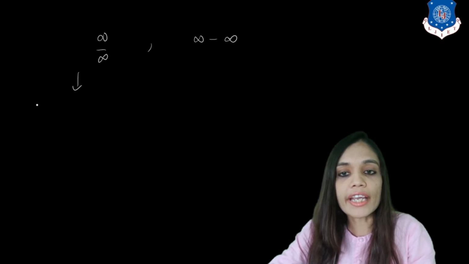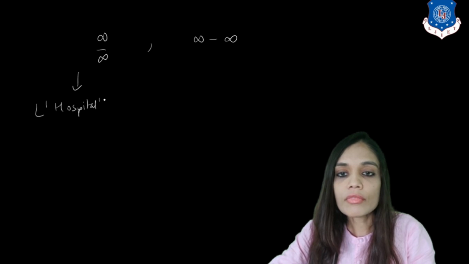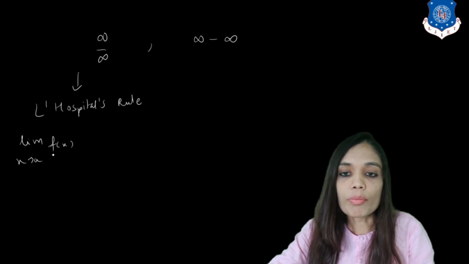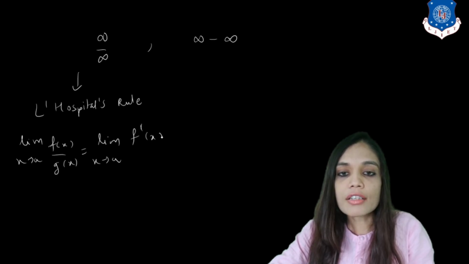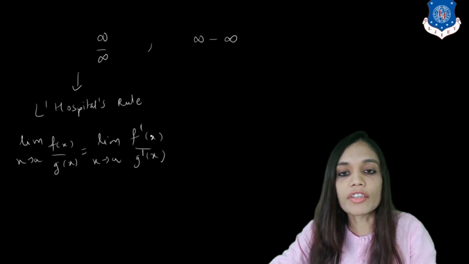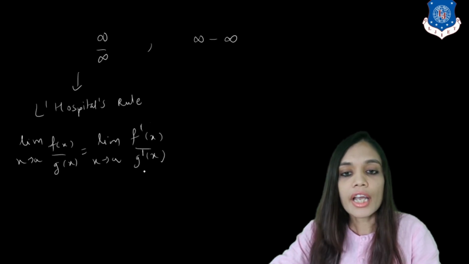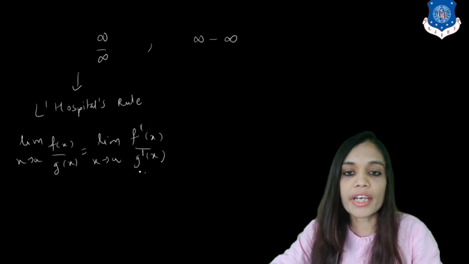Here you have to directly apply our L'Hopital's rule. The rule is what? Limit x tends to a, f of x upon g of x will be equal to limit x tends to a, f dash of x upon g dash of x, right? That is, you have to do the derivative of the numerator and denominator separately.